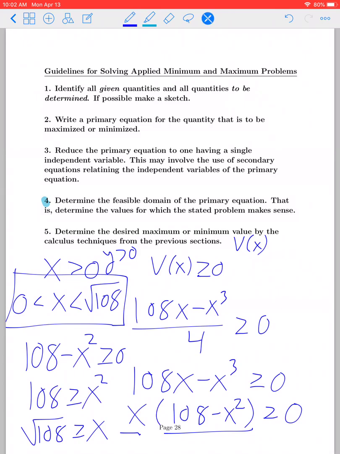Okay. From there, you would determine the desired maxima or minima value by using the techniques we found in previous sections. Take the derivative of your single variable function, find the critical numbers, use either the first or second derivative test in order to determine whether you get a maximum, minimum, or neither. And then you should also check at the endpoints to see if you get any extrema perhaps at the endpoints as well.